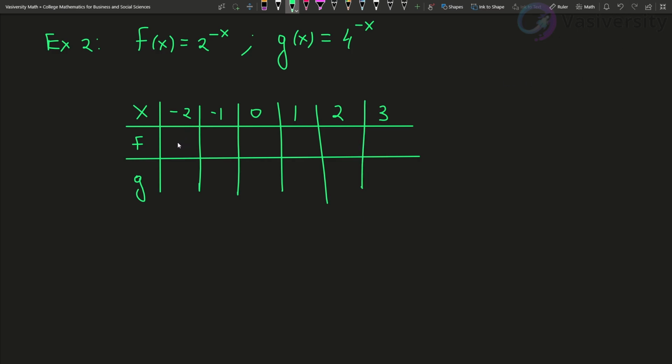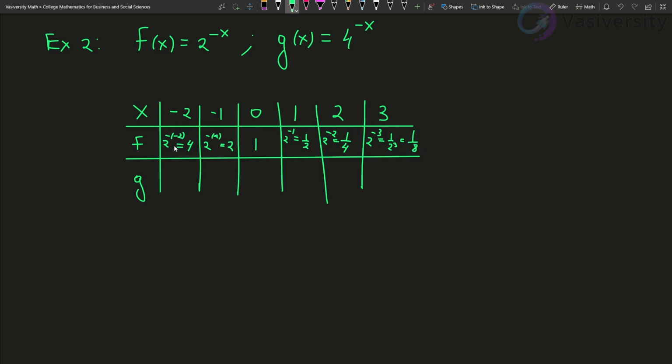So we're going to have f of -2. Negative gives us positive. So it's going to be 2 to the positive 2, that's equal to 4. 2 to the -1 is 2 to the positive 1, which is equal to 2. Then to the 0, that is always 1. Then for 1, that's 2 to the -1, this is 1/2. For 2, that's 2 to the -2, which is 1 over 2 to the 2, that is 1/4. And then for 3, that's 2 to the -3, which is equal to 1 over 2 to the 3, which is 1/8, because 2 times 2 times 2 is 8.